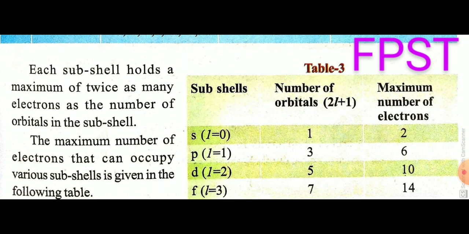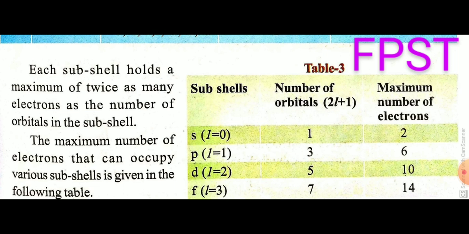That's why in the first shell, the number of orbitals is only 1, that's why 2 electrons. You can find it with the 2n square formula also. First shell, 2 into 1 square, 2. In the second shell, orbitals are 1 plus 3, that is 4. 2 into n square, 2 into 2 square, 8. In the same manner, in the third shell, 2 into n square, 2 into 3 square, that is 9, 9 into 2 is 18.